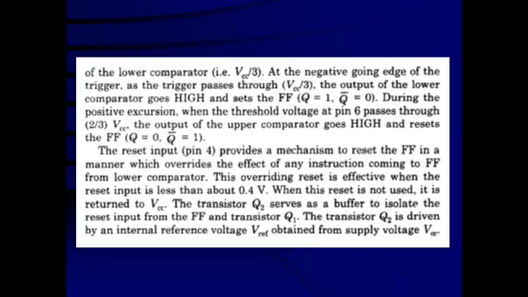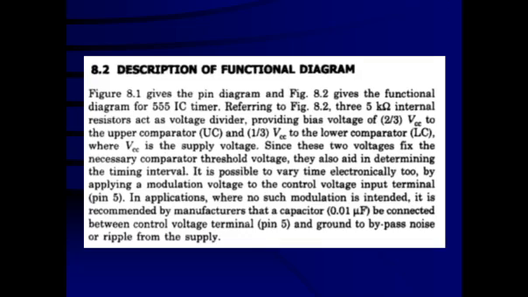During this position, when the threshold voltage at pin number 6 passes through 2 by 3 VCC, the output of the upper comparator goes high and resets the flip-flop. Q is equal to 0 and Q bar is equal to 1. The reset pin number 4 provides a mechanism to reset the flip-flop in a manner which overrides the effect of any instruction coming from the lower comparator. This overriding reset is effective when the reset input is less than 0.4 volt.